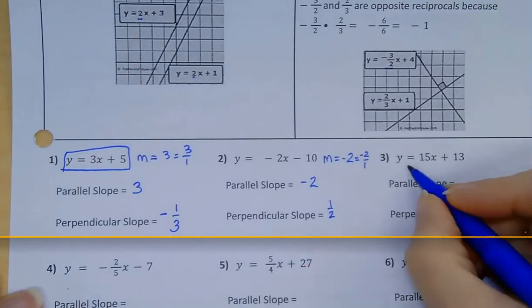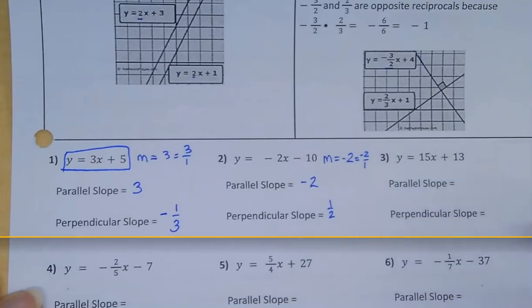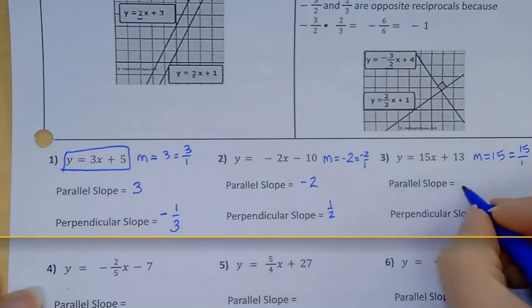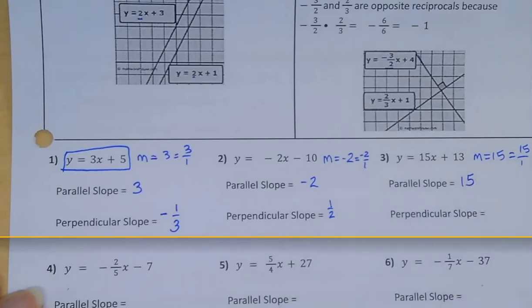Okay, and over here I have y equals 15x plus 3. My original slope is 15, which I know is 15 over 1. Anything that's going to be parallel is also going to have a slope of 15. Anything that will be perpendicular is going to have the opposite, so negative, and reciprocal, -1/15.